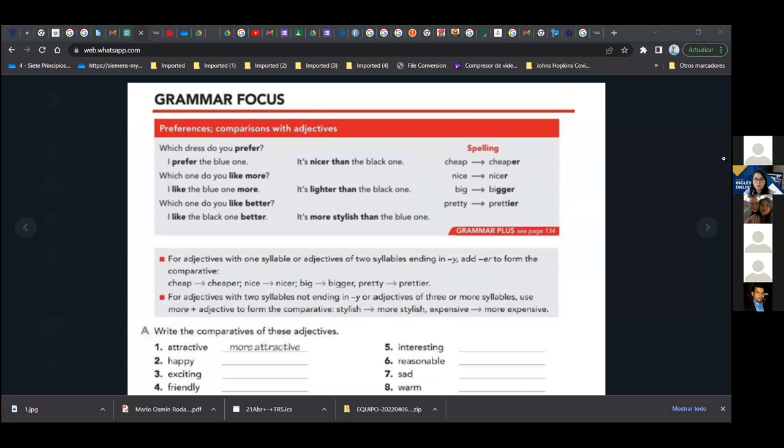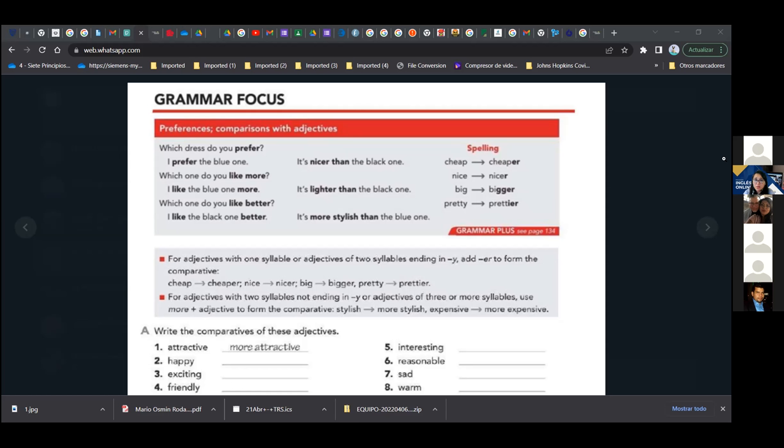Or there is another way. Which one do you like more? ¿Cuál te gusta más? Which one do you like more? I like the blue one more. But for example, if there is one that you love so much, you can say, which one do you like better? I like the black one better. It is the perfect one for you, let's say.